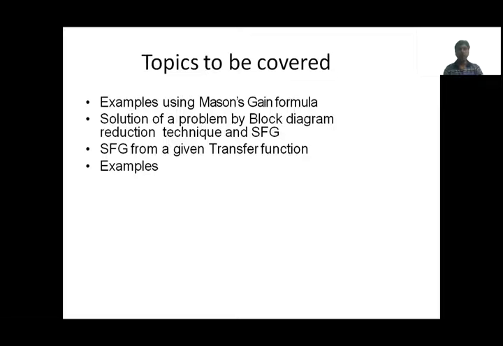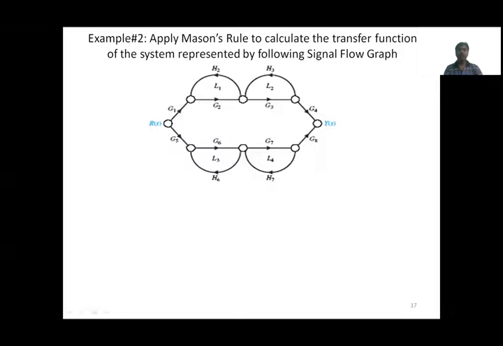We are going to represent the signal flow graph for complicated systems, some examples of control systems, and we are going to derive the transfer function with examples. Now let us start with this example.